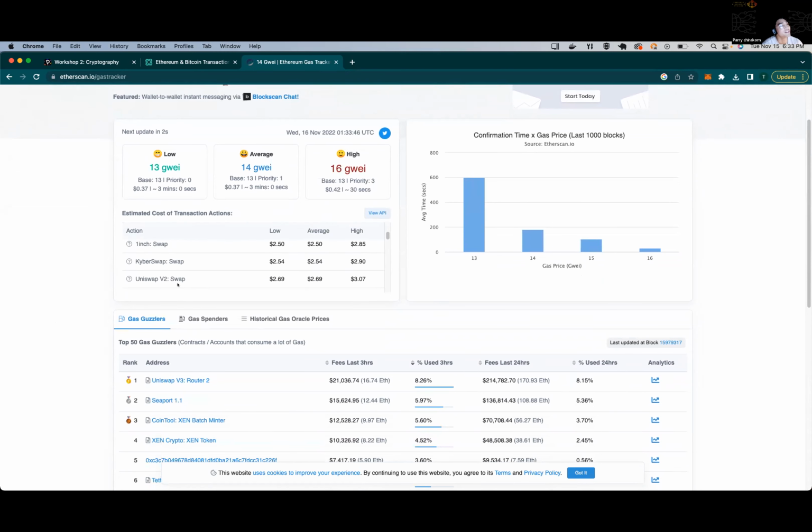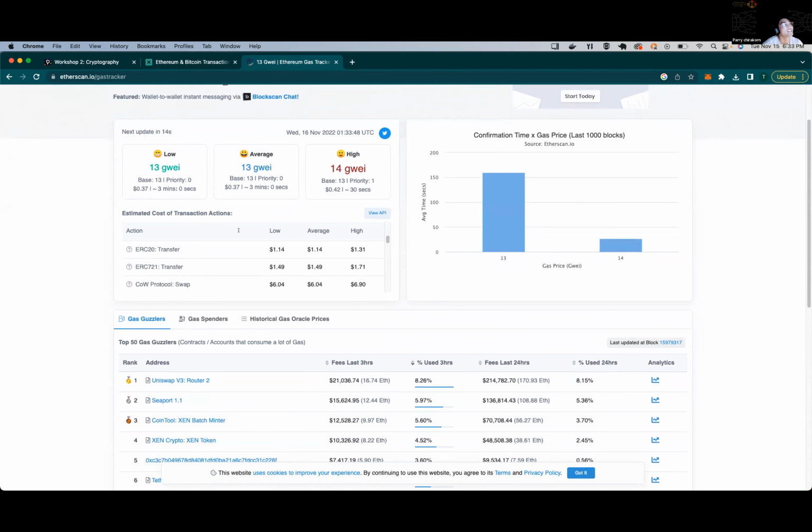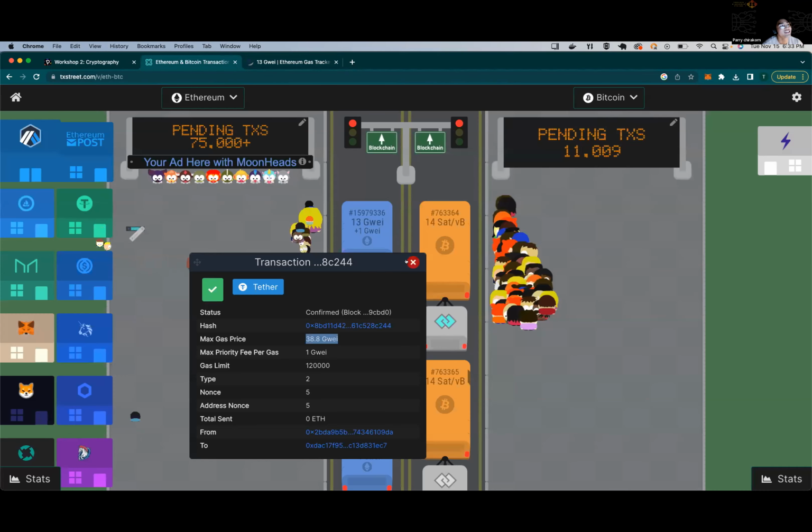But yeah, that's Transaction Street and the gas tracker.